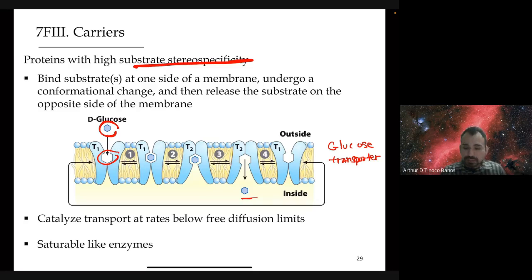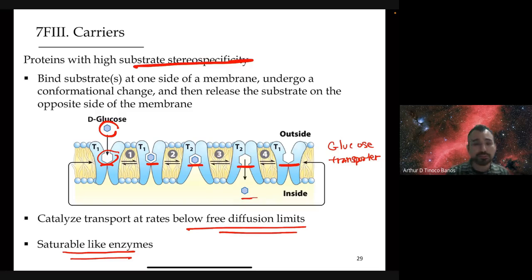Okay, so it catalyzes transport at rates that are below the diffusion limits. And you will have saturable-like enzymes. Why saturable? Because you're going to have so many sites available for binding of the glucose to facilitate there. So you can maximize the availability of the interaction.